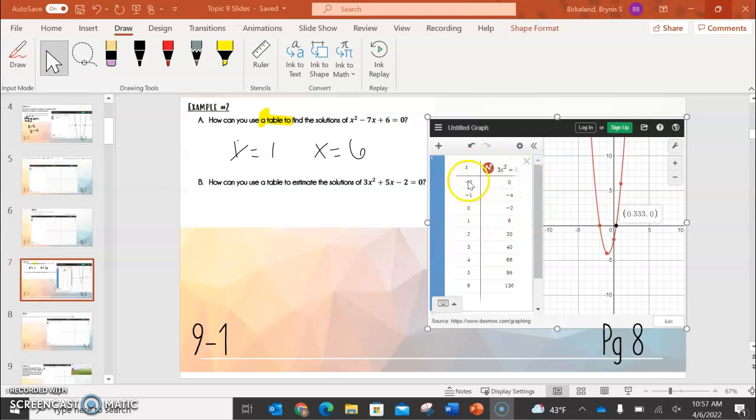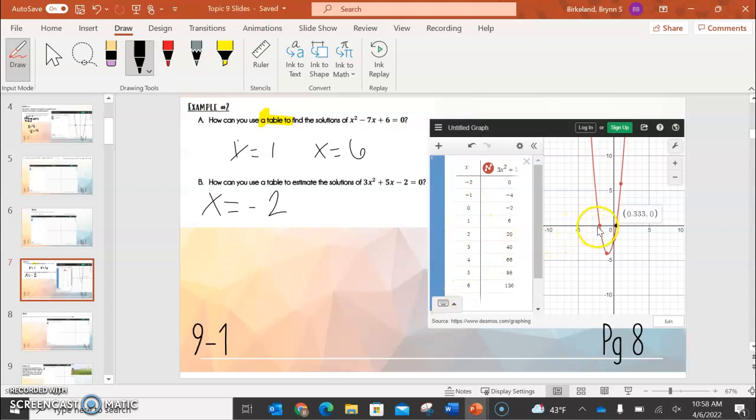We can see right off the bat here that negative 2 is an input for x that would produce an output of y equals 0. So I could say that one of my solutions is x equals negative 2. The tricky part about tables is, notice how all of our inputs for x are whole numbers, like 1, 2, 3, 4. There's no decimals.